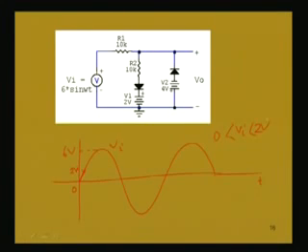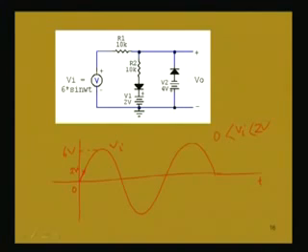Now, when Vi is greater than 2 volt in the positive half cycle, this diode D1 will be conducting. So, when this diode conducts, current will flow in this circuit. The other diode does not conduct even now because in the positive half cycle it is reverse biased. So, this diode is conducting.